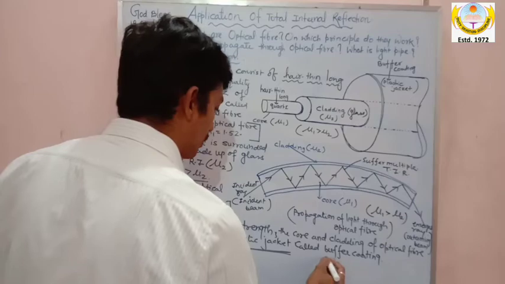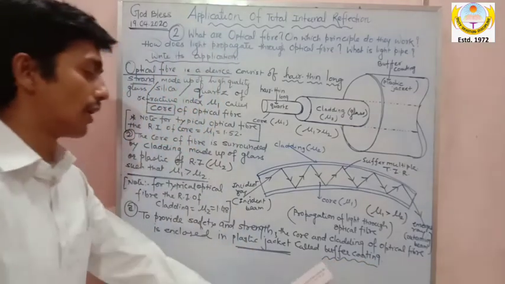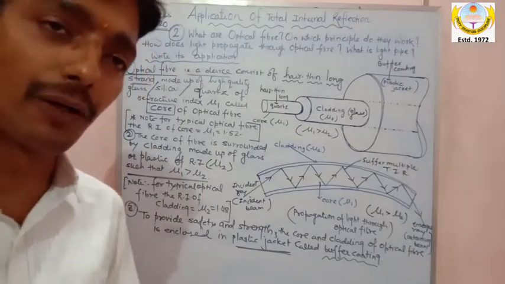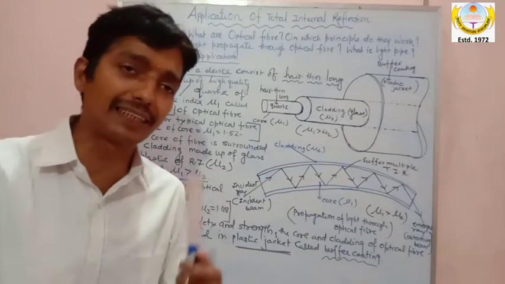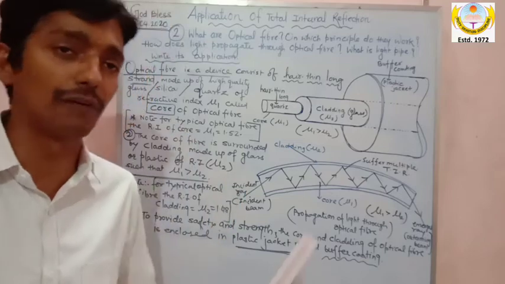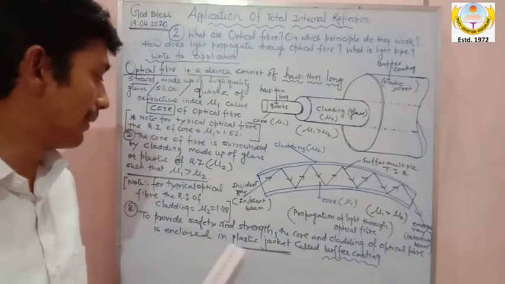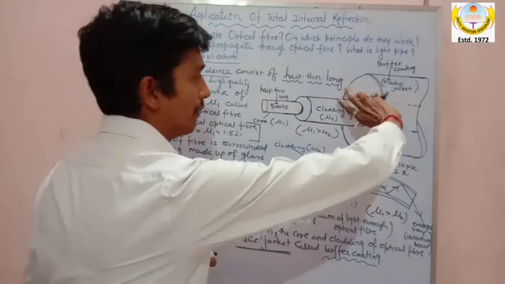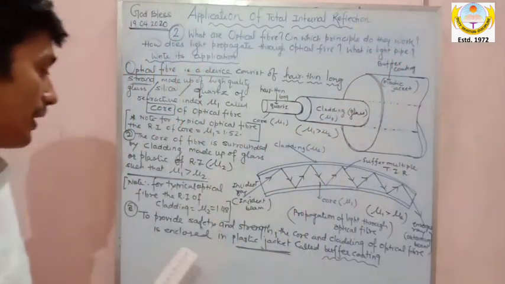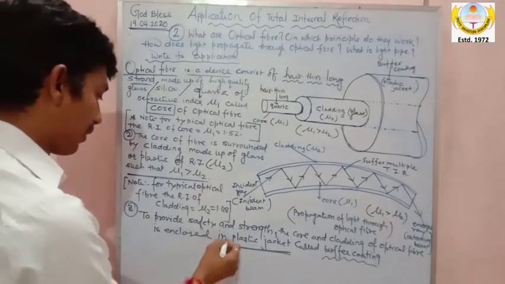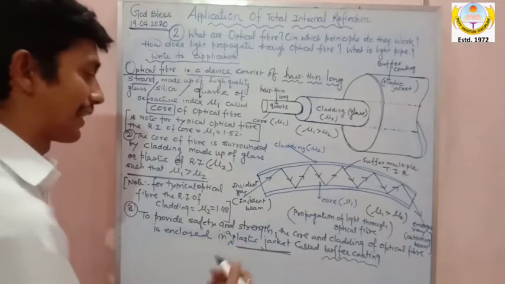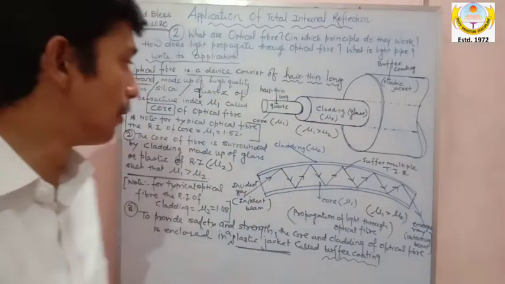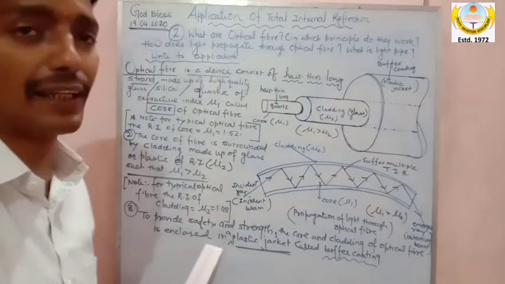You all know what coating is. So this is called buffer coating. Why is buffer coating done? Buffer coating is done to provide extra safety and extra strength to the fiber. And how do we do this? To provide safety and strength, the core and cladding of the fiber are further enclosed in a plastic jacket called buffer coating. This process is called buffer coating. I hope this is clear about what an optical fiber is.